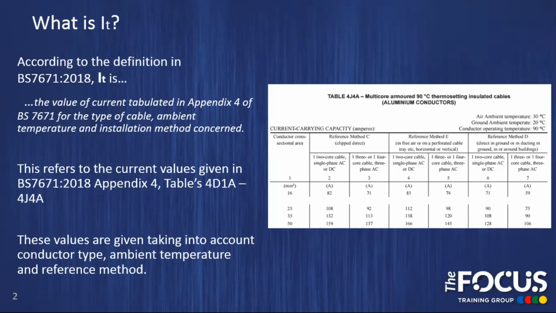For example, for the first column, for reference method C, one 2-core cable, single phase AC or DC, a 16mm would be 82 amps. But in the same first column of reference method D, where it's direct in the ground, same type of cable, we can see that it's only got an IT of 71 amps. This is because being buried direct in the ground would affect the cable's ability to dissipate heat, hence it would have a different value of IT.